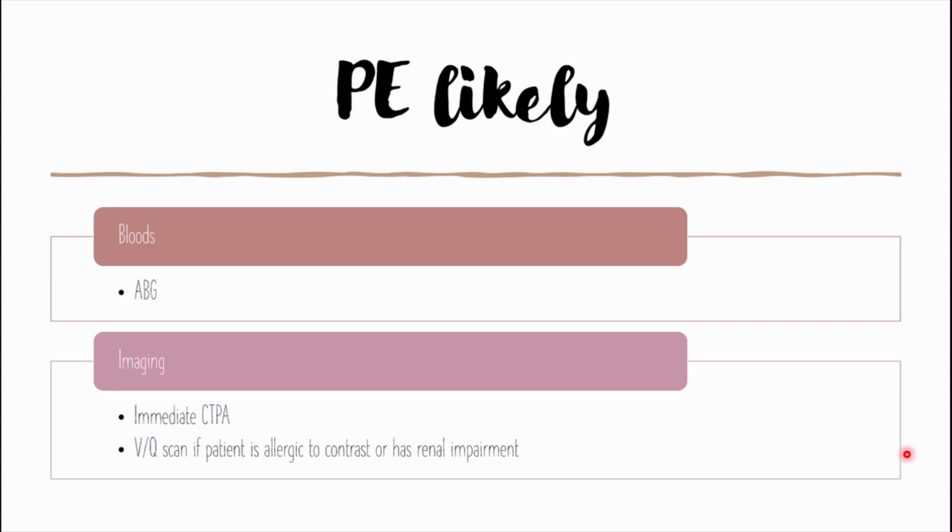It is recommended to do an immediate CTPA if a patient has a Wells score of greater than 4. This involves the injection of contrast media into the patient. Therefore, if the patient is allergic to contrast or has renal impairment, you can instead perform a VQ scan. If there will be a delay in the patient having a CTPA, it is recommended to give low molecular weight heparin in the meantime.